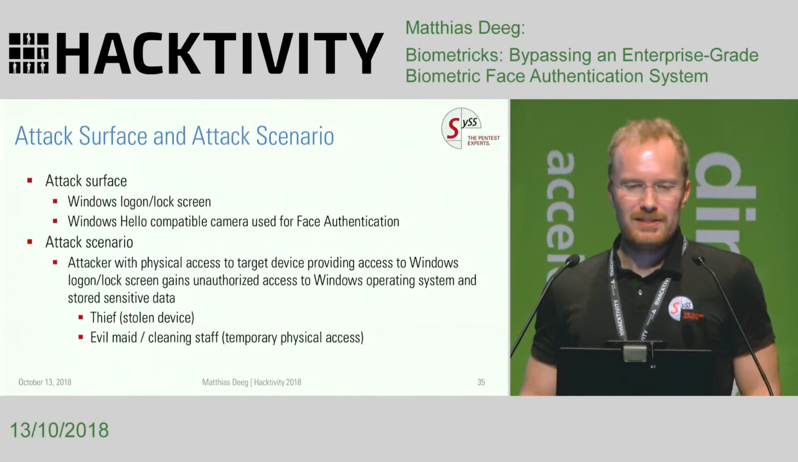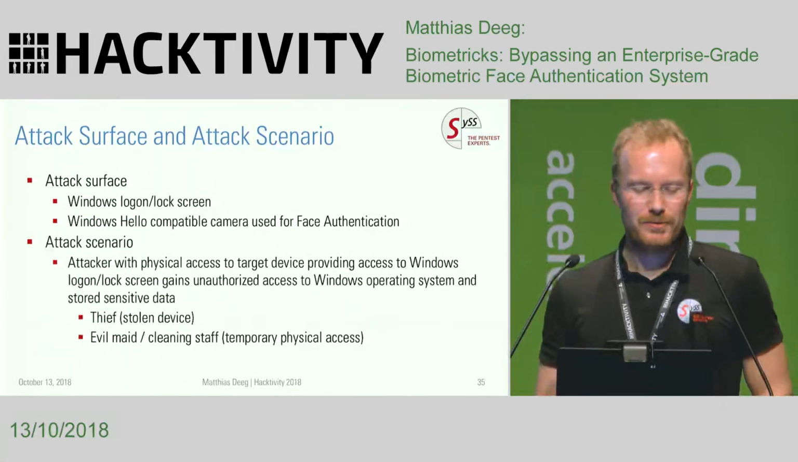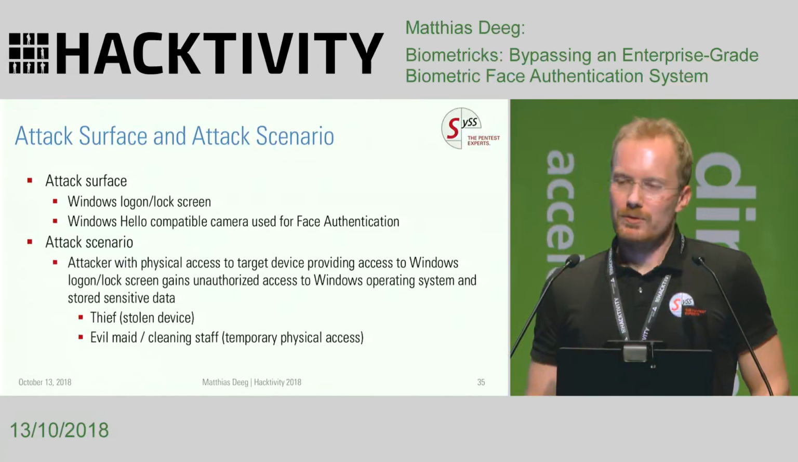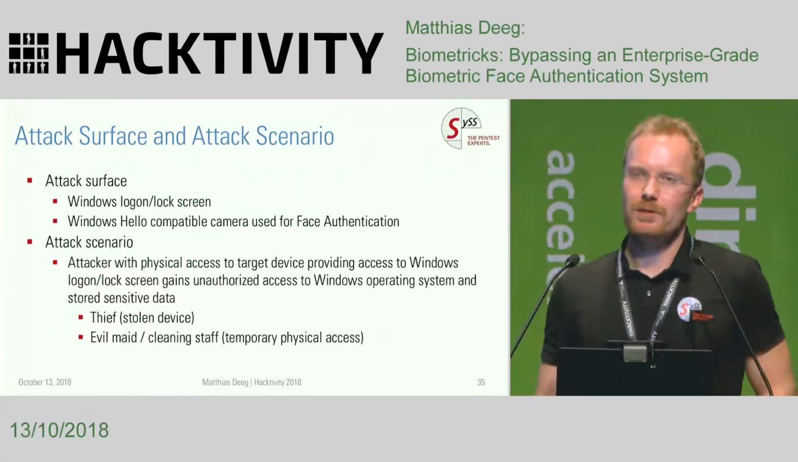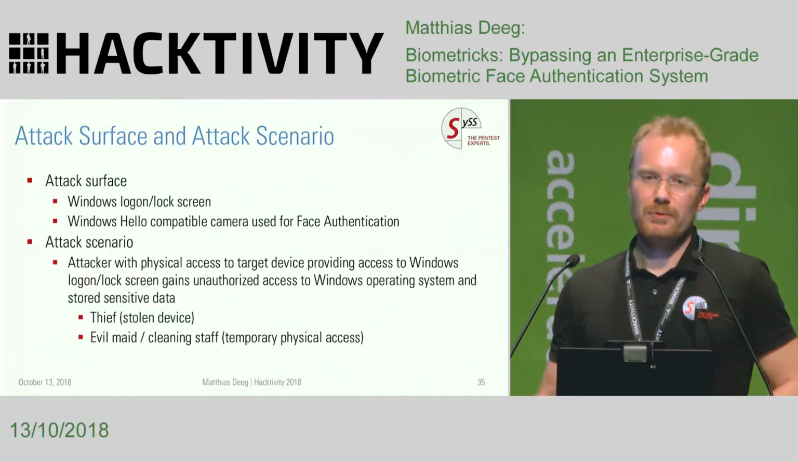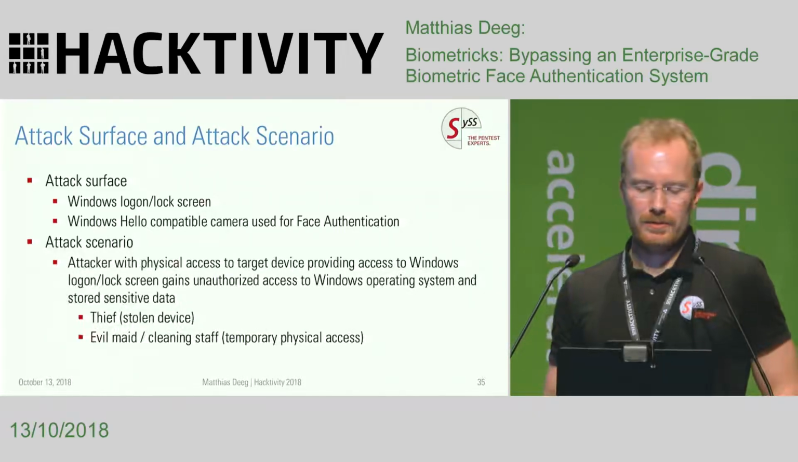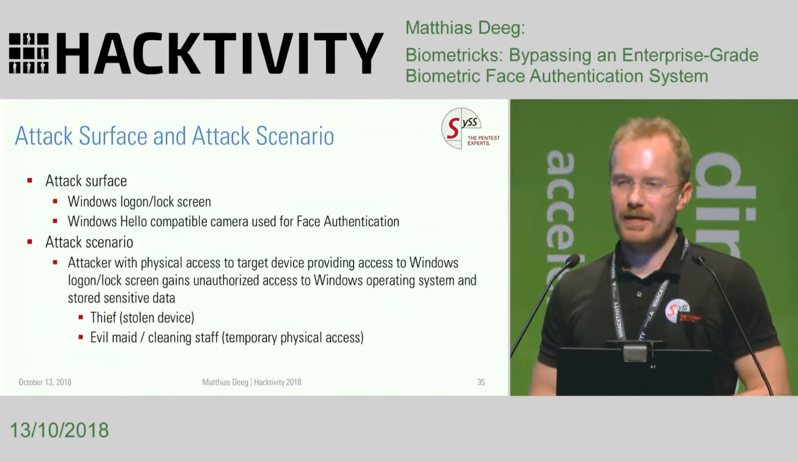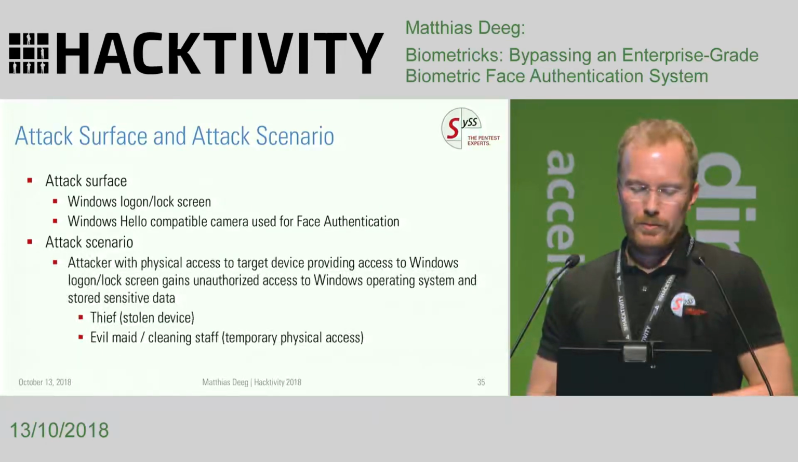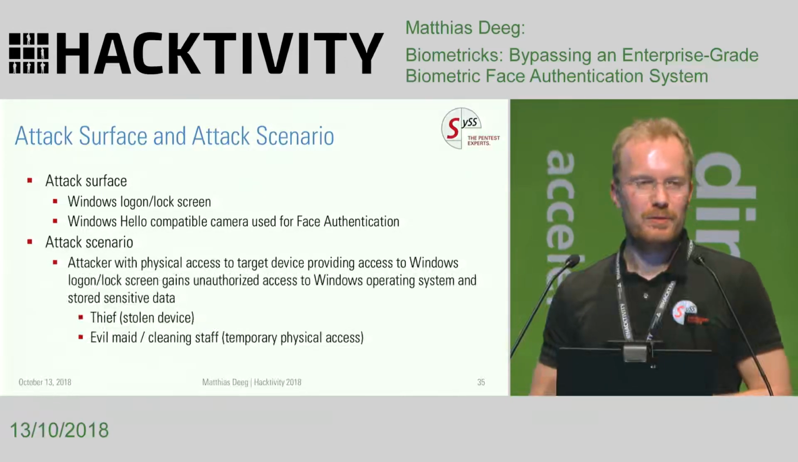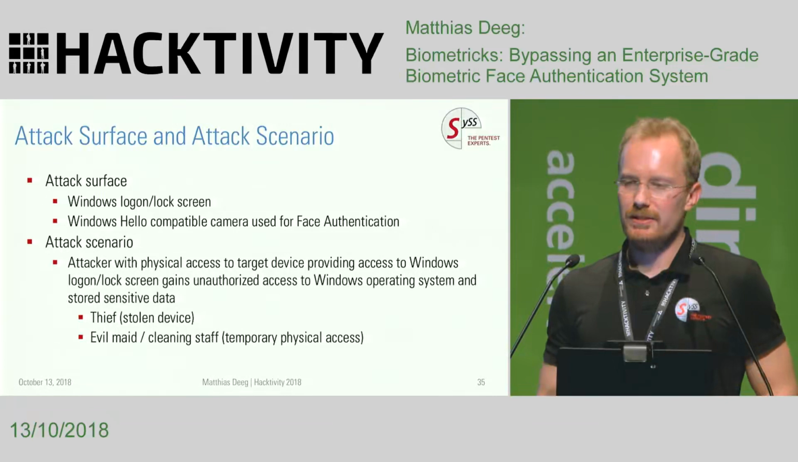So the attack surface and the attack scenario, I think, are rather obvious in this scenario. The attack surface is a Windows log-on or lock screen, when Windows Hello is activated, so when you have a Windows Hello compatible camera, and face authentication was activated, and there are profiles enrolled that you can use to log in to the system. The attack scenario is that an attacker can gain physical access to a Windows 10 device with a Windows lock screen or log-on screen, and he tries to gain unauthorized access to your Windows operating system. So maybe he steals the device, or maybe he has just temporary access to your device, like the evil maid or cleaning staff scenario.